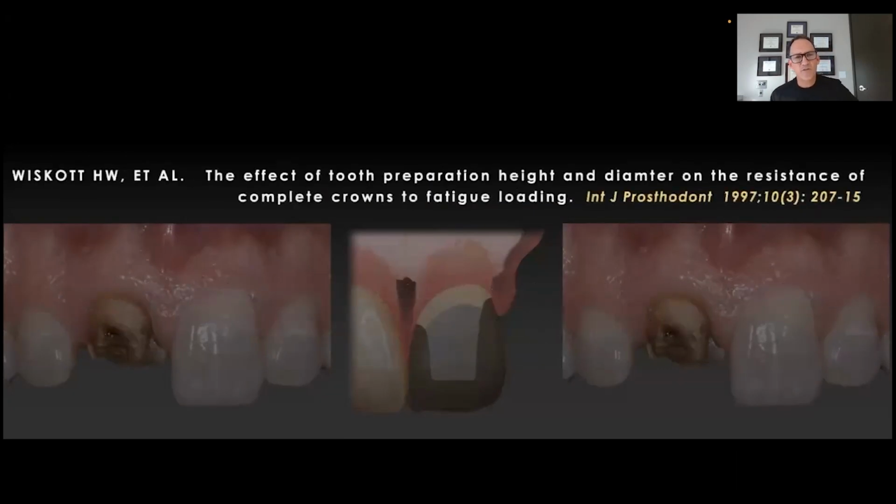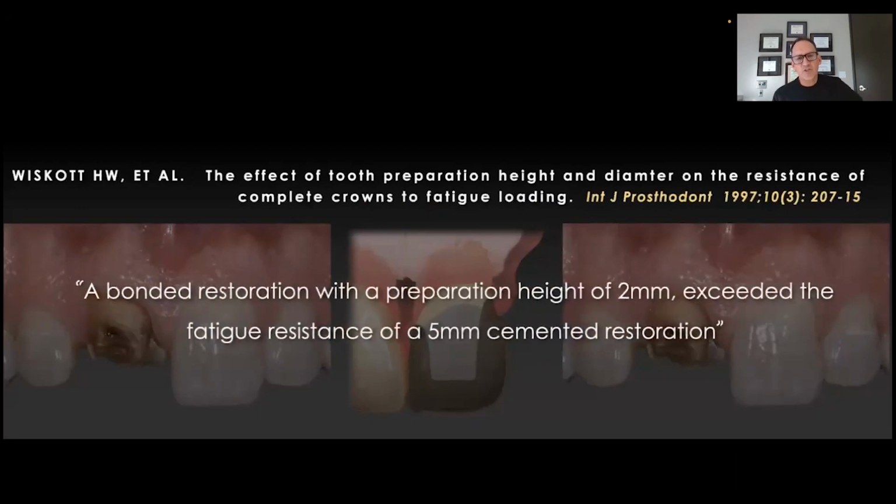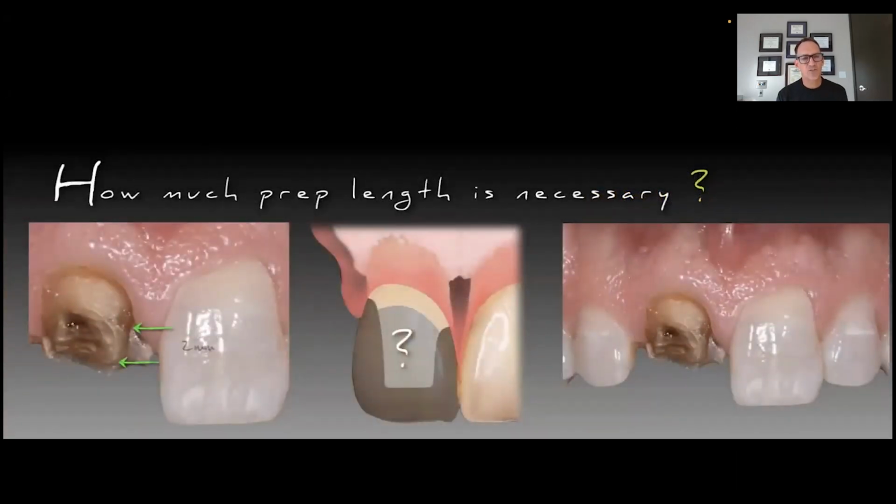This paper here from Wiscott says that a bonded restoration with the prep height of 2 millimeters exceeded the fatigue resistance of a 5 millimeter prep with a cemented restoration. So 2 millimeters is my marker to get resistance and retention form met.